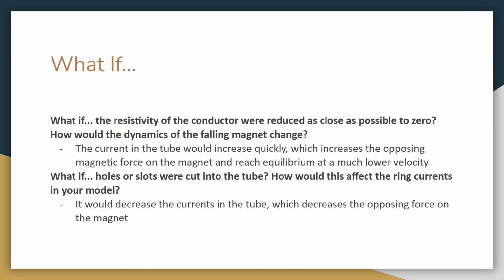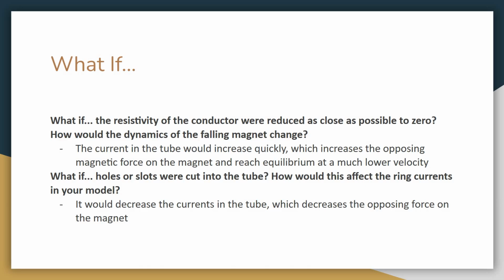And what if the resistivity of the conductor were reduced as close as possible to zero? How would the dynamics of the falling magnet change? The current in the tube would increase quickly if we did this, which increases the opposing magnetic field on the magnet, or the magnetic force on the magnet, and it reaches equilibrium at a much lower velocity.